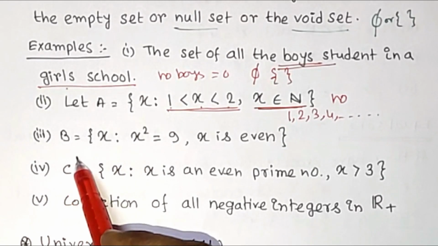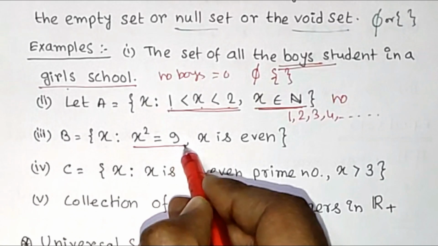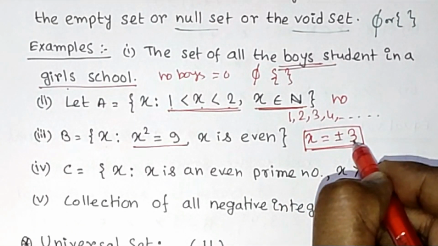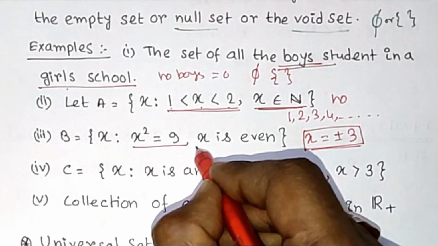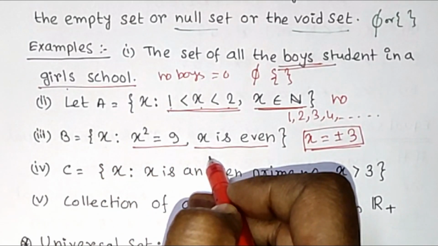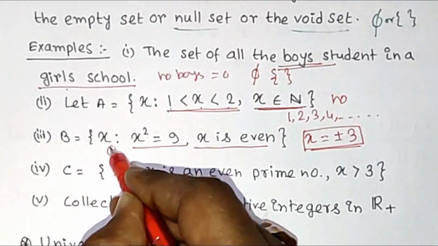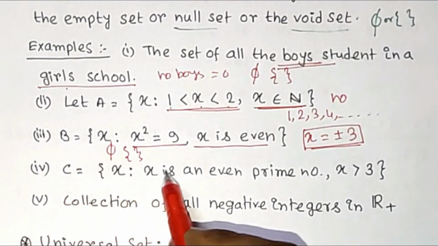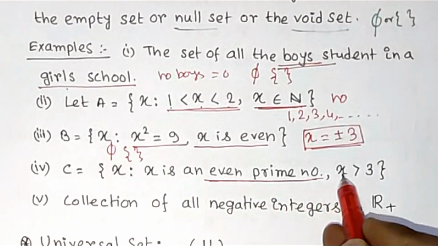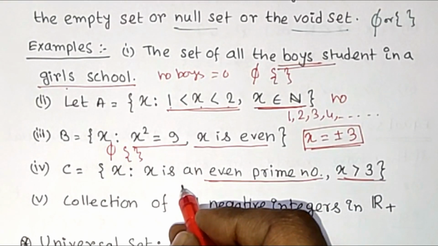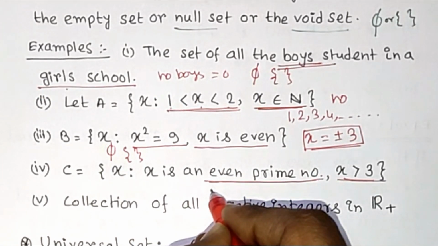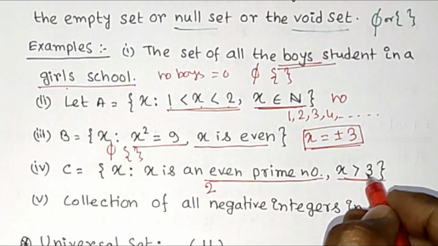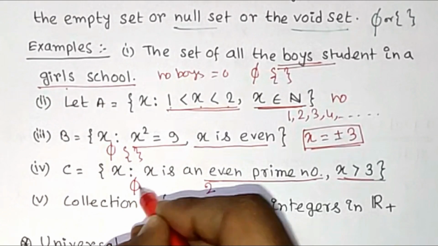Now look at set number 3, B equals the set of x such that x squared equals 9 and x is even. So clearly we will get x equals plus or minus 3 as a result. Okay, and 3 is an odd number, but here the restriction is given that x is even. So this is not possible. So there is no element in this set, and hence it is also the empty set phi or the curly brackets only. For the set C, x such that x is an even prime number and x is greater than 3. This is also an example of the empty set. Why? We know that there is only one even prime number, which is 2. So for x greater than 3 there is no even prime number. Hence this set is also an empty set.